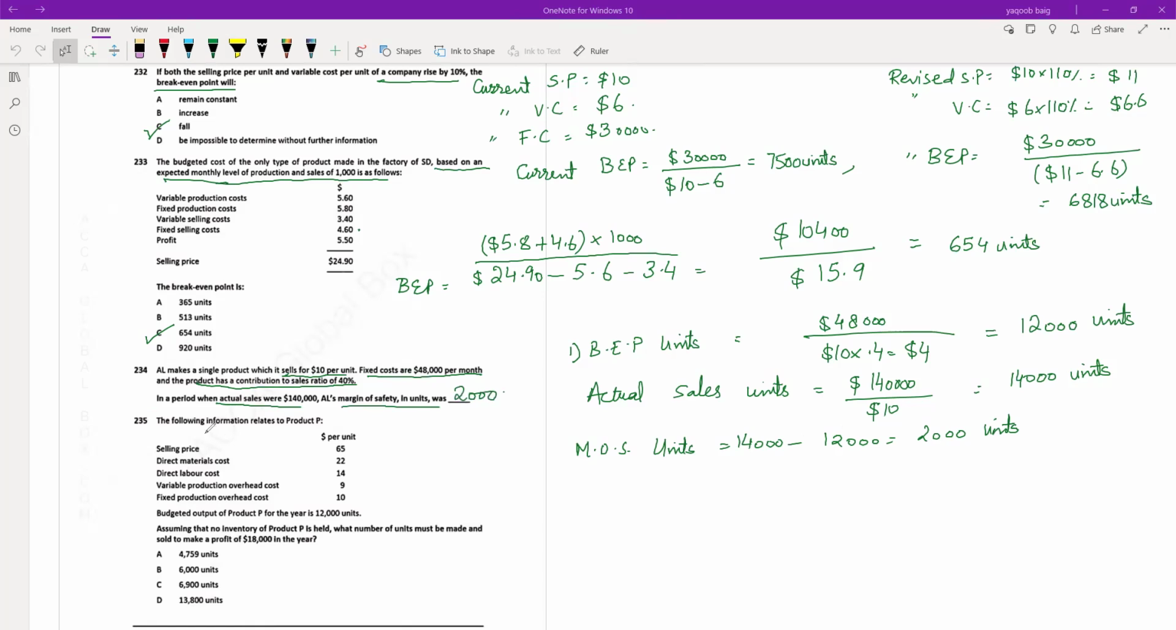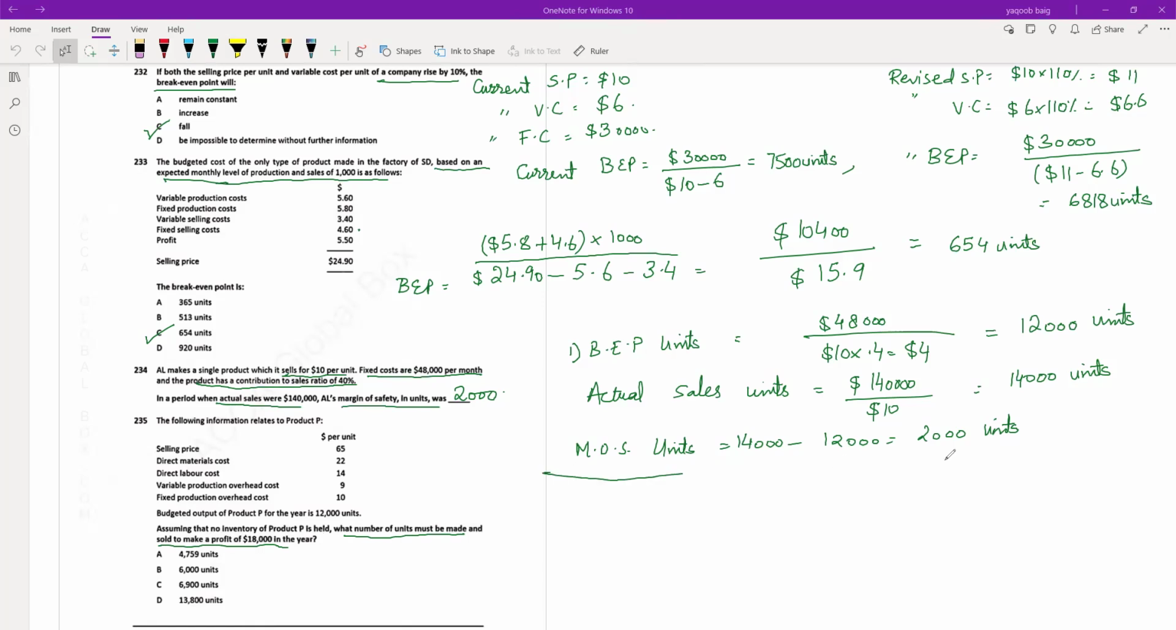The following information relates to product P. Selling price 65, material cost 22, labor cost 14, variable production cost is 9, fixed production overhead cost is $10, and budgeted output of the product P is 12,000 units. Assume that no inventory of product P is held. What number of units must be made and sold to make a profit of $18,000 in the year?